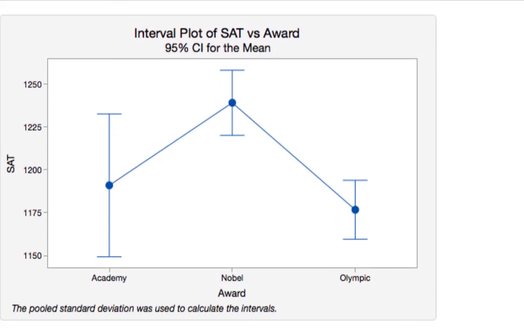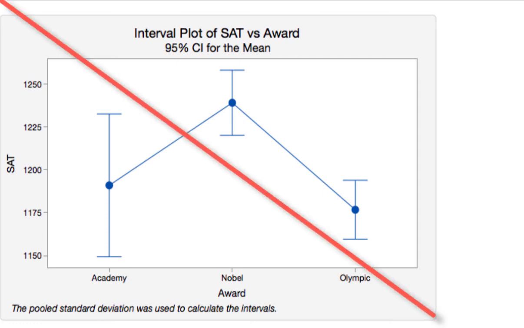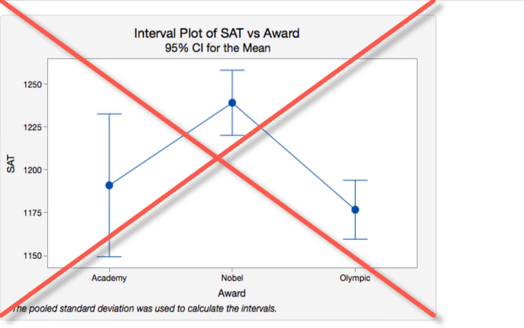The last graph that you'll always get is the interval plot of your response variable versus your independent variable. These are the 95% confidence intervals that we saw in the earlier table. Remember, these are not adjusted to take into account that 3 confidence intervals are being computed at the same time, so we're not going to be using this graph.